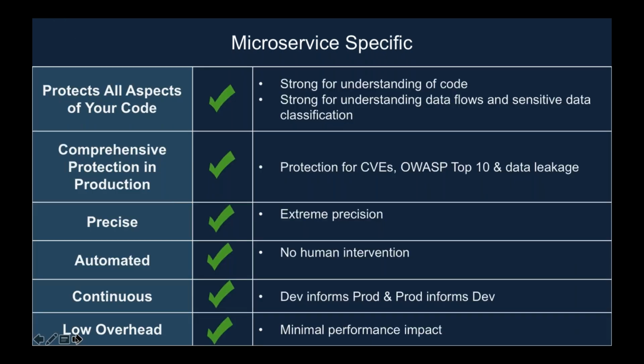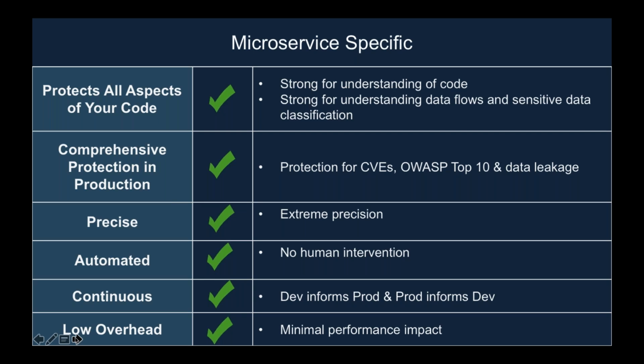So let's see how the microservice-specific approach compares against these requirements. Protecting all aspects of your code certainly means understanding your code in depth: the dependencies and the structure of your application, the flow of data, and what sensitive data your application is handling. It protects your application against known vulnerabilities or CVEs, the OWASP top 10, and it protects against data leakage.